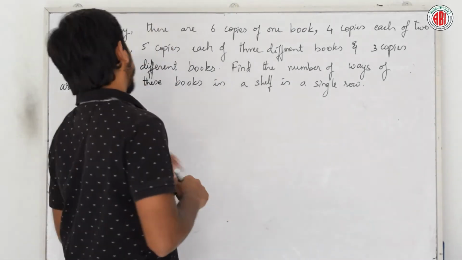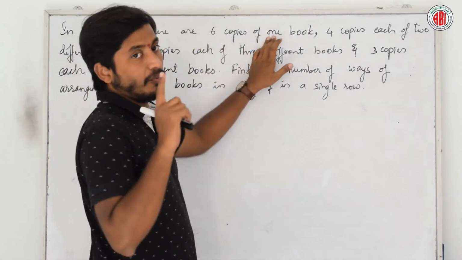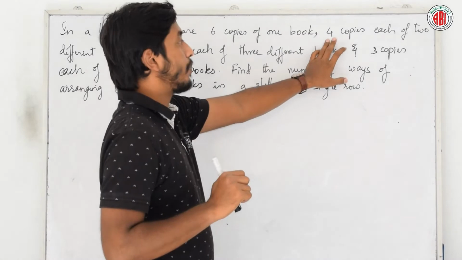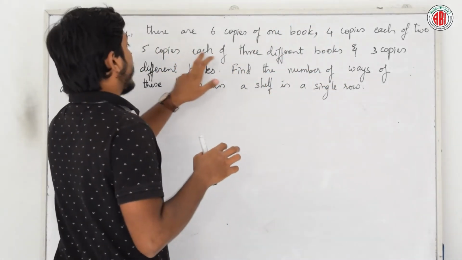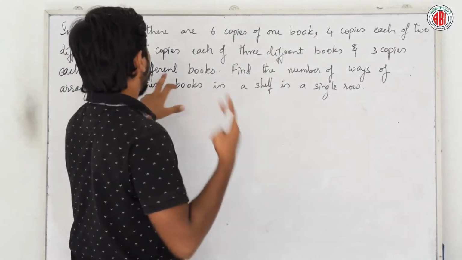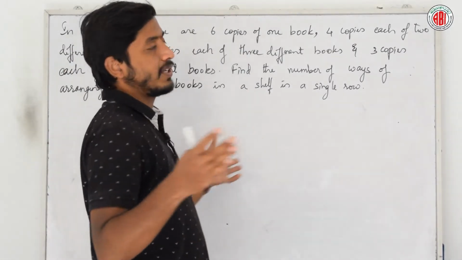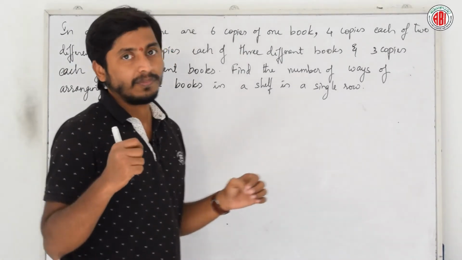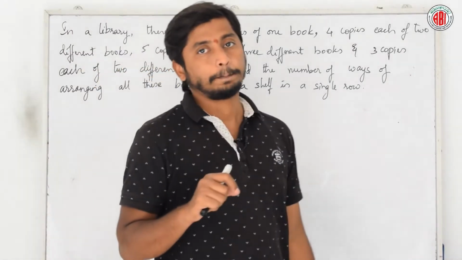Look at the question here. In a library, there are 6 copies of one book, 4 copies each of 2 different books, 5 copies each of 3 different books, and 3 copies each of 2 different books. Find the number of ways of arranging all these books in a shelf in a single row. First, we have to find the total number of books.